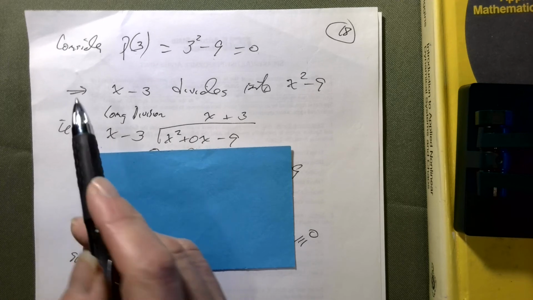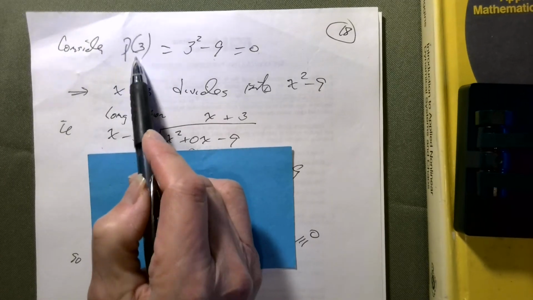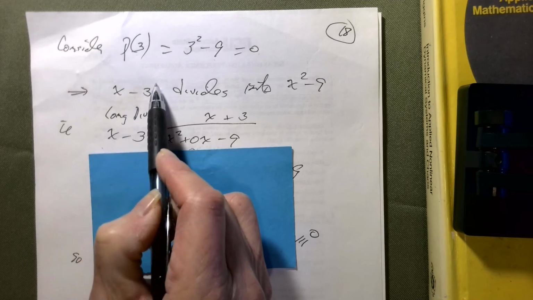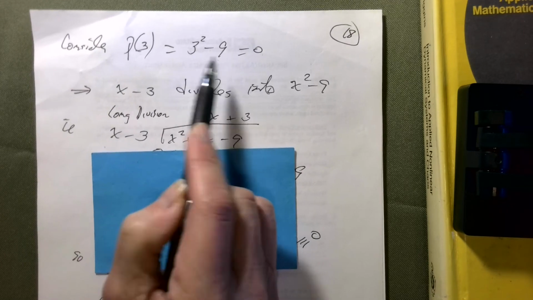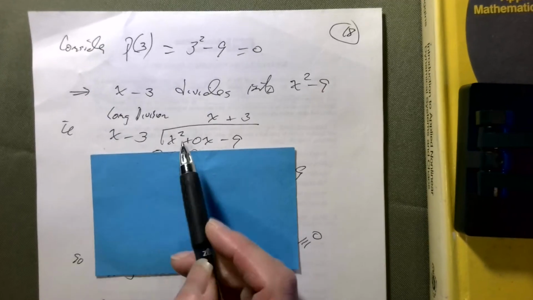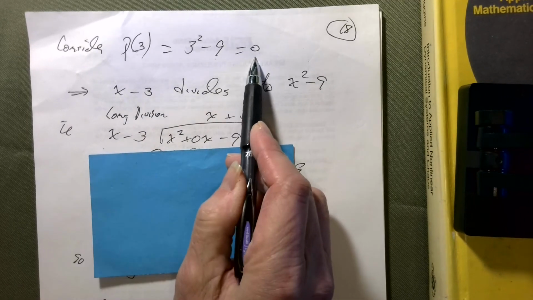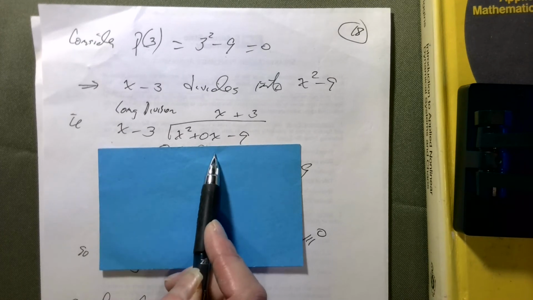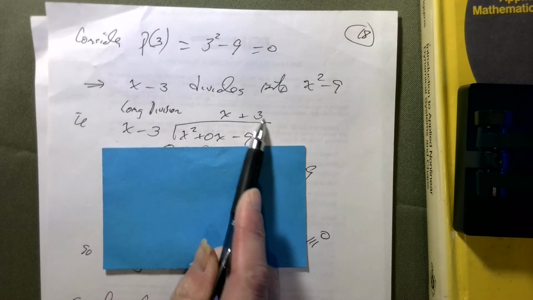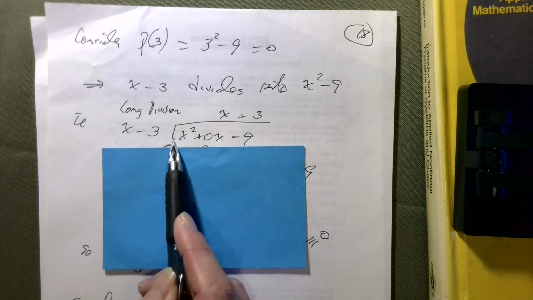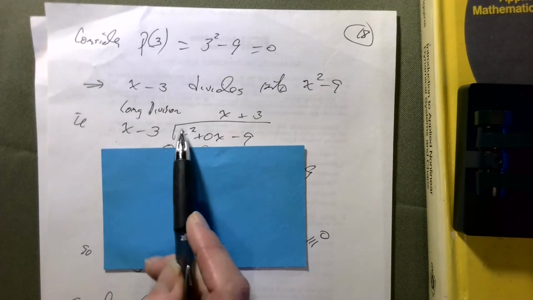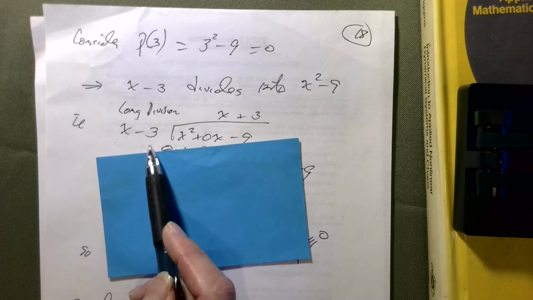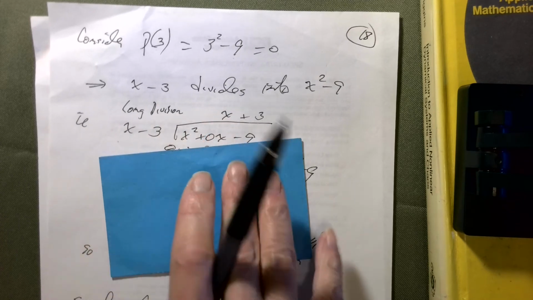Now remember, it's x minus this number. So if this were a negative 3, you'd have to go x minus a minus 3, which is x plus 3. Alright, so because the remainder is 0, it means this should go into this with a remainder of 0, which means this times this has to be this. And for those of you that are very astute, you notice that this is just the difference of two perfect squares.